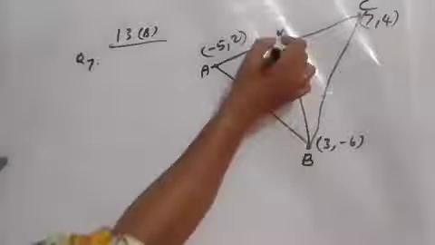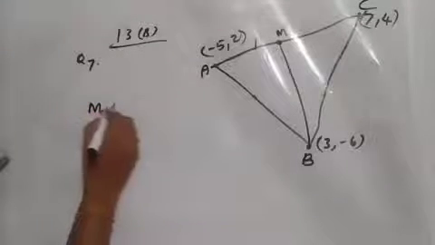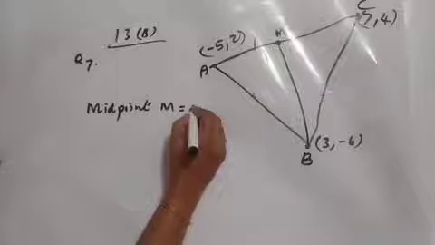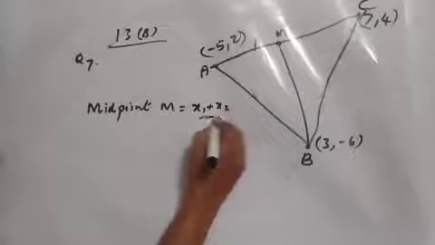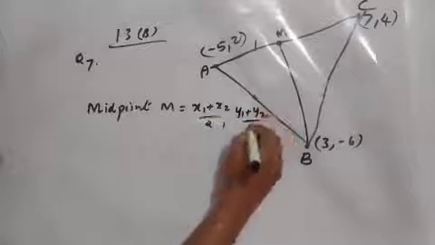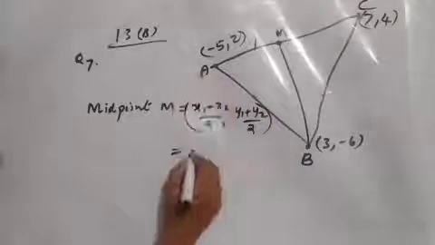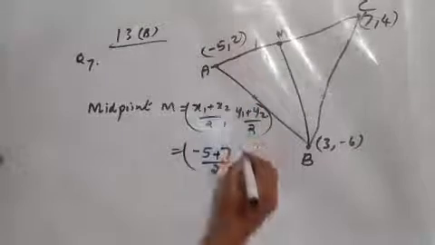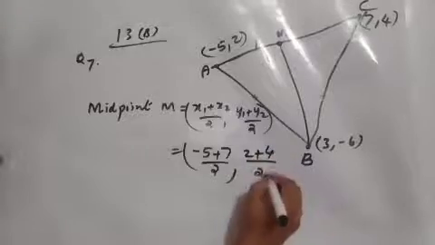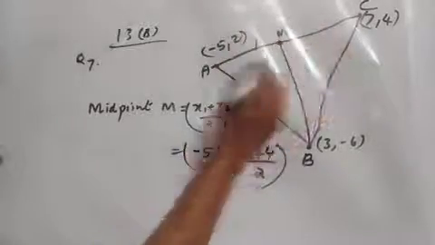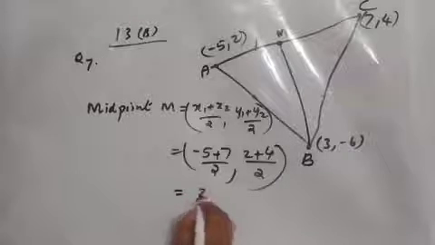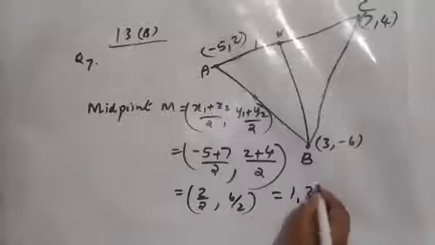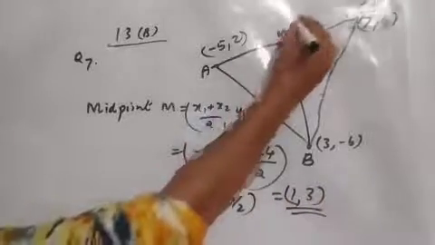First of all, we have to find the midpoint M. How can we obtain midpoint M? Yes, (x1 plus x2) by 2 and (y1 plus y2) by 2. Here you can see x1 is minus 5 plus x2 is 7 by 2, and y1 is 2 and y2 is 4 by 2. We are taking these 2 points to find the midpoint. That is 2 by 2 and 6 by 2. 1 and 3. This is the coordinate of M.